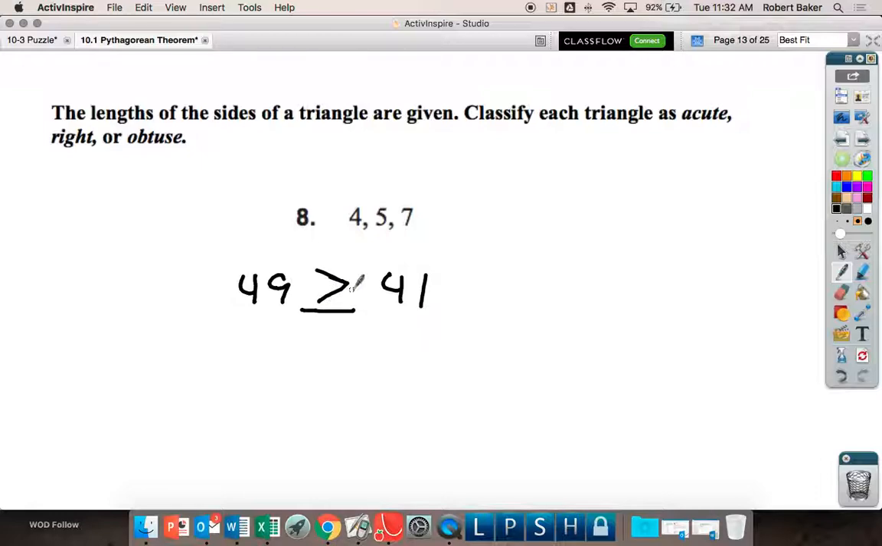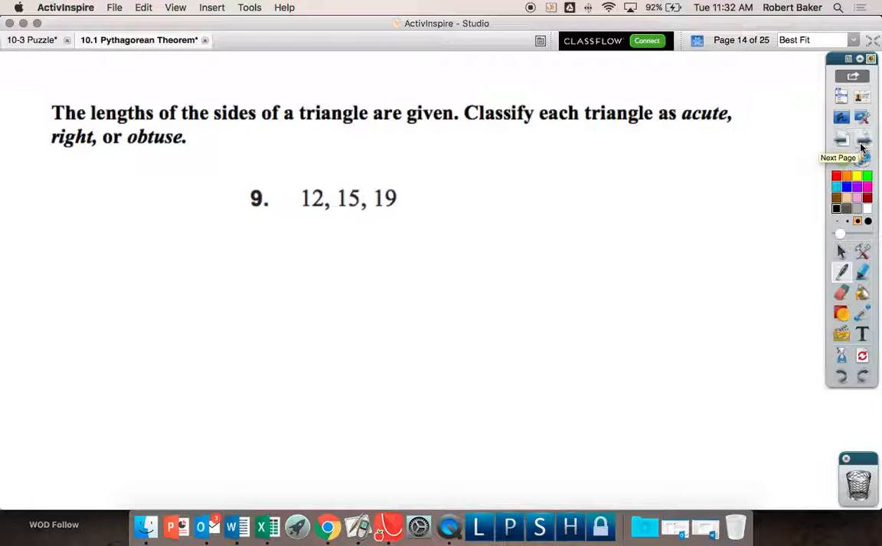So because 49 is bigger, what kind of triangle is it? Obtuse. Same. It's always good to know what you're doing. I wrote it backwards because that's what I was reading in the notes. Careful. Acute? Yes.